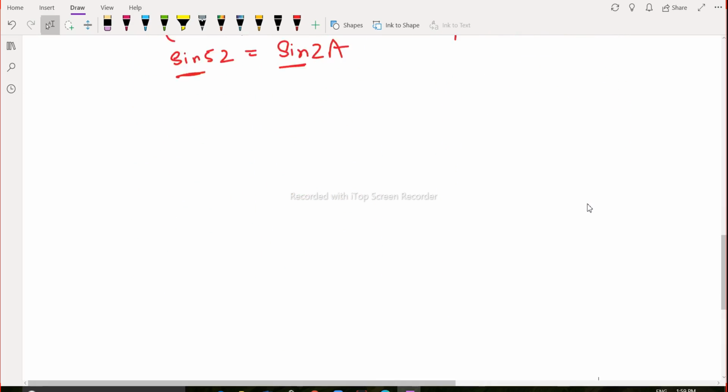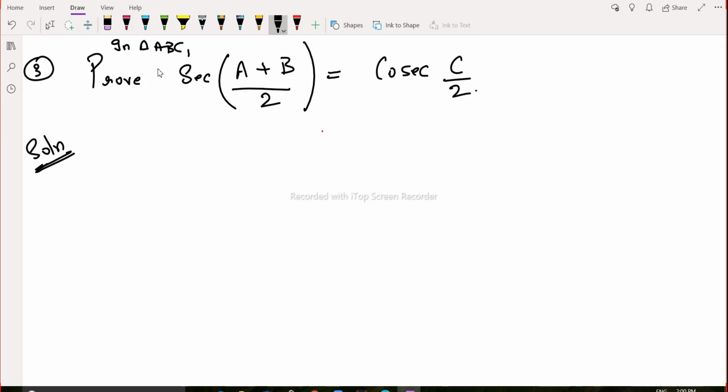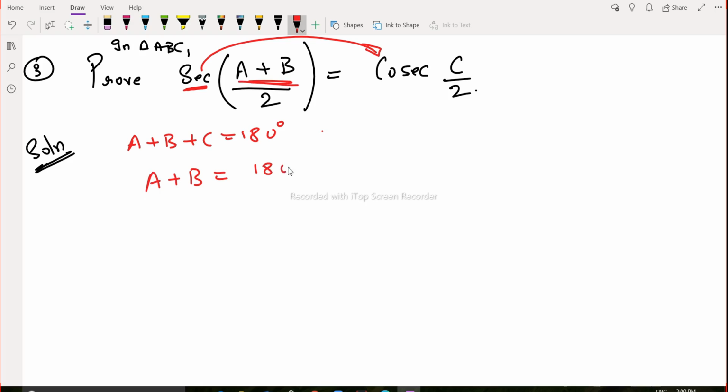Let's try one more question. Let's start the next question. It says, in triangle ABC, prove that sec of (A plus B) by 2 is equal to cosec C by 2. So in this case, since it's a triangle ABC, we know that A plus B plus C is equal to 180. Now see, from here we can see they want sec to be converted to cosec. That means we need to make sure that somewhere we get 90 so that we can use the concept of complementary angles. So here we have A plus B. So I'll write A plus B is equal to 180 minus C.